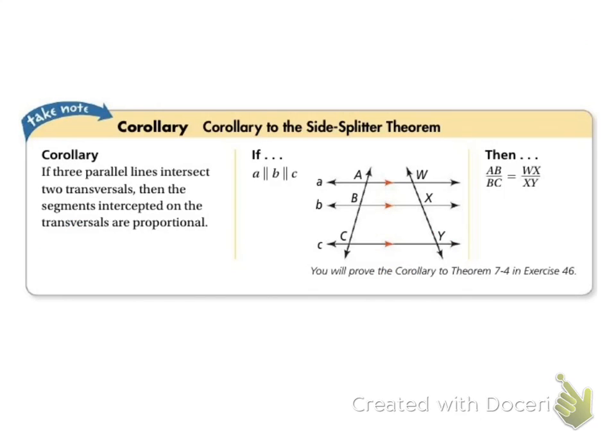Okay, another theorem, the corollary to side splitter theorem. It looks pretty similar, it's just not a full triangle now. We've got 3 parallel lines. So this says that this over this equals this over this, right? Proportional. Basically the same kind of thing, right? This side over this side equals this side over this side.